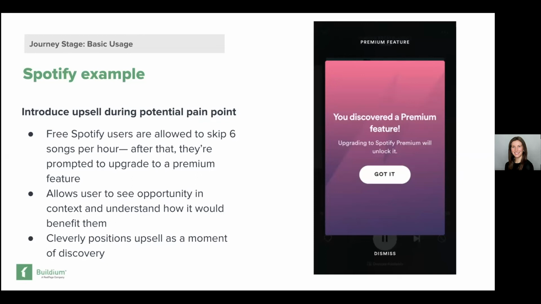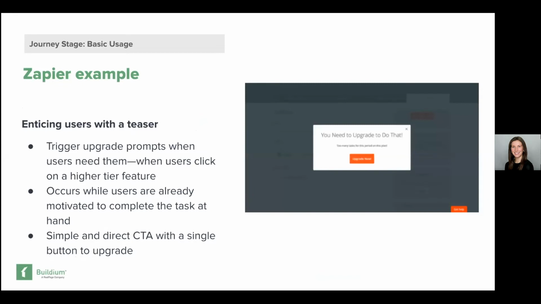And then they also position this upsell as a moment of discovery. So instead of just saying upgrade now, it's you've discovered a premium feature, which makes it sound more exciting. Example from Zapier, enticing users with a teaser. We're actually thinking of using something similar to this. So with upgrading to a new package, having a section that's grayed out, and if they want to see it or start to use it, posting something like this for customers that need to upgrade. So really it occurs while the users are already motivated to complete the task at hand, with a simple and direct call to action with a single button to upgrade.